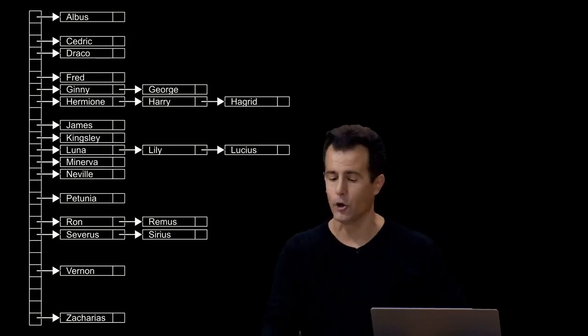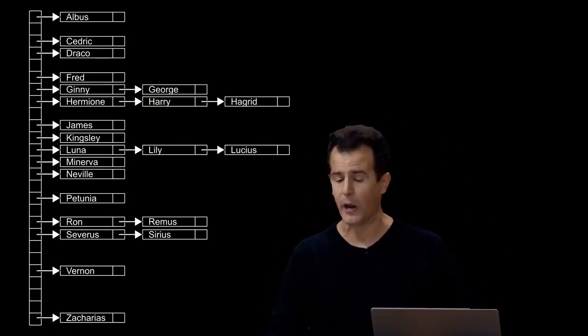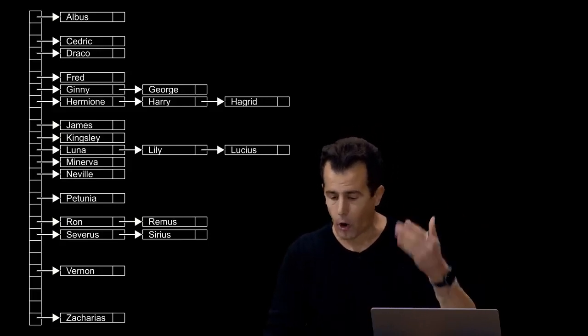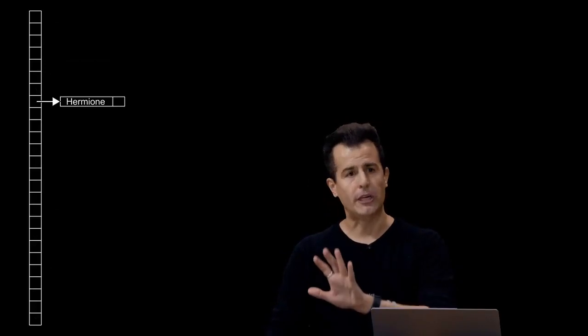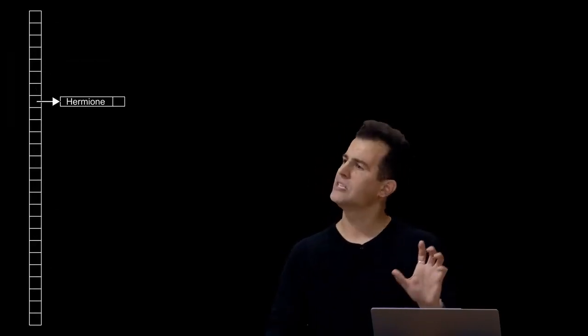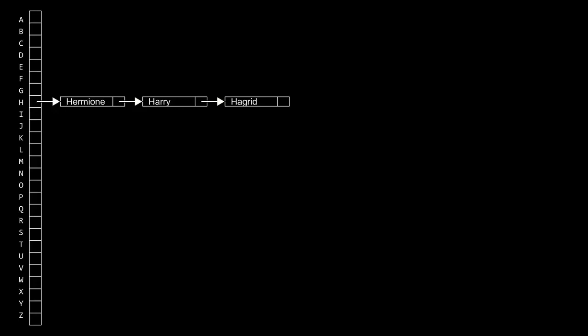So let me go ahead and propose, if you go through the whole Harry Potter universe, there's actually a lot of collisions if we keep going. And so we've got the L's here, the R's, the S's, and so forth. Well, let's clean this up here. Hermione originally went to the H location. But let's decrease the probability of collisions there and everywhere else. Instead of putting Hermione, Harry, and Hagrid all together, let's do this instead.